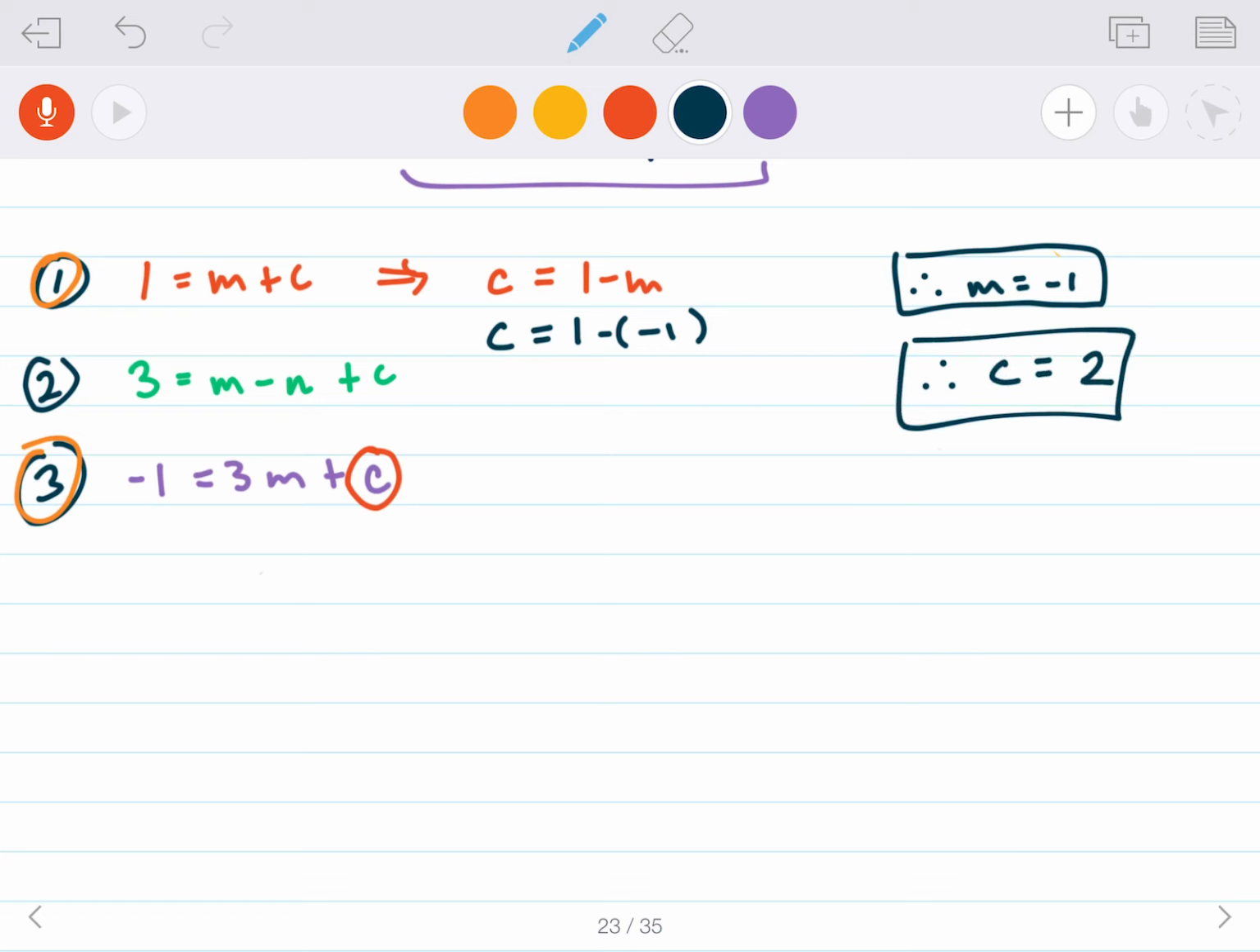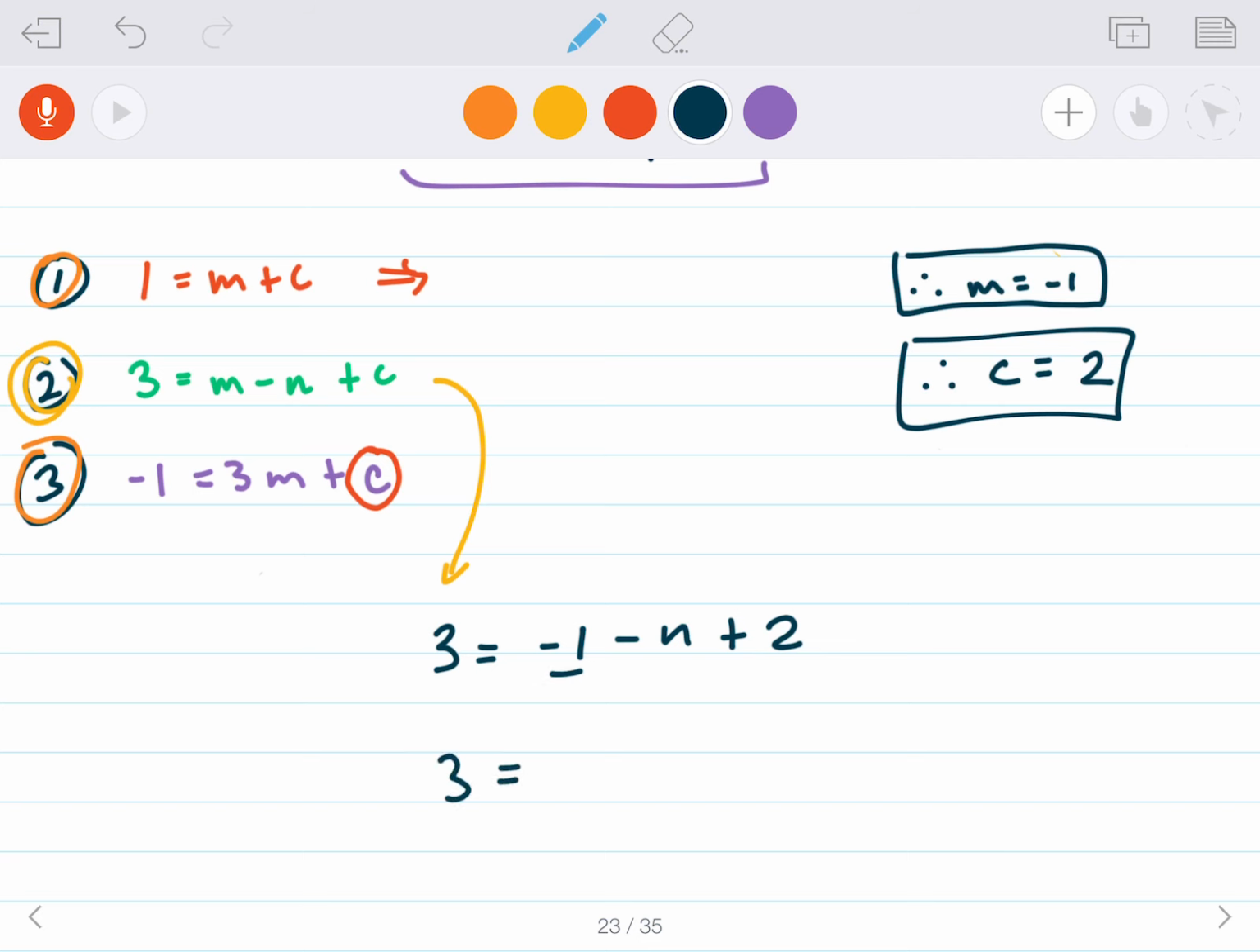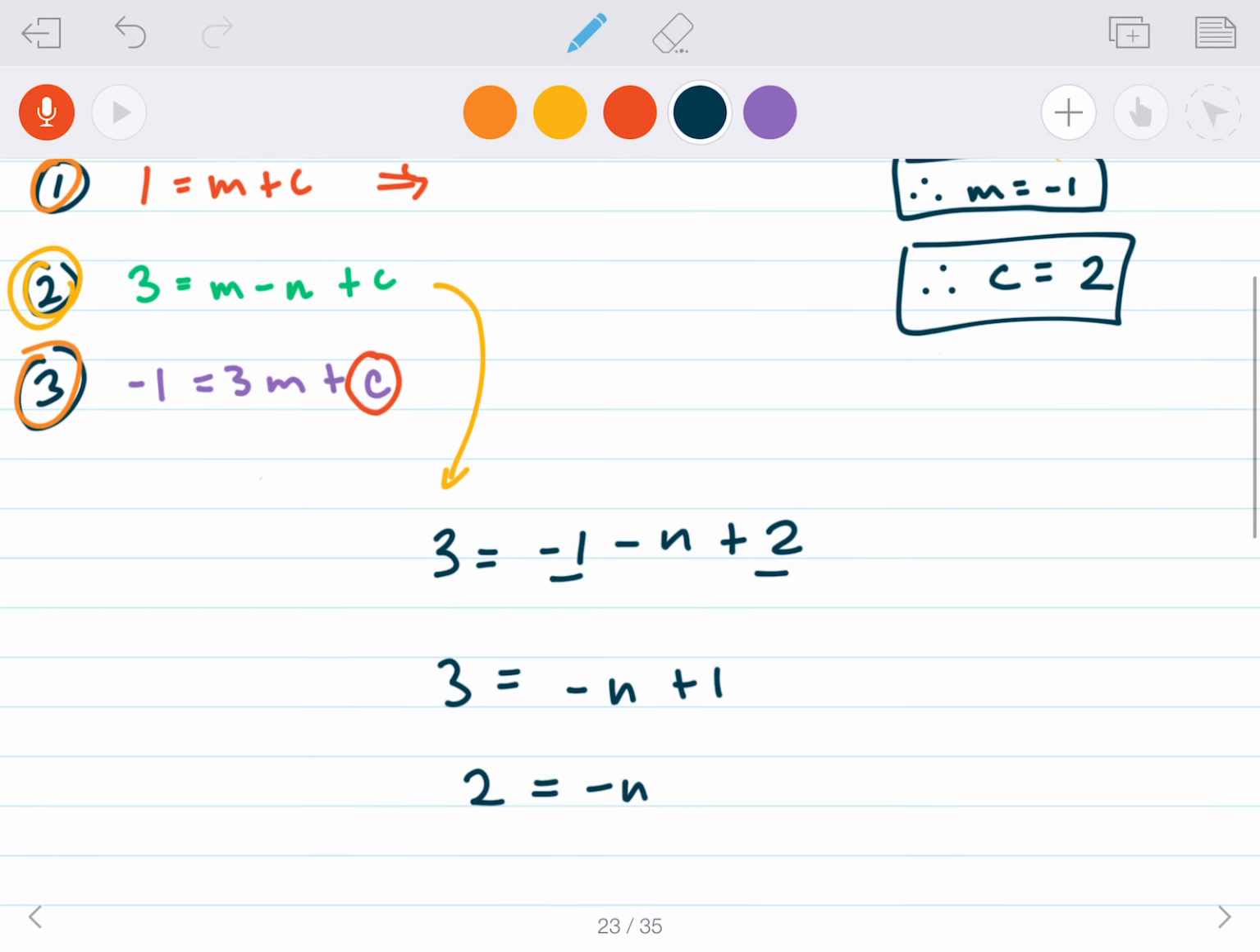And finally, we have n to worry about. The only equation that n shows up in is equation 2. So I'll just plug everything in. 3 equals m, which was negative 1, minus n, which we don't know, plus c, which was 2. Let's go ahead and solve for n. So we have 3 equals negative n plus 1. Subtract 1 on both sides to get 2 equals negative n. Divide both sides by negative 1. n equals negative 2.